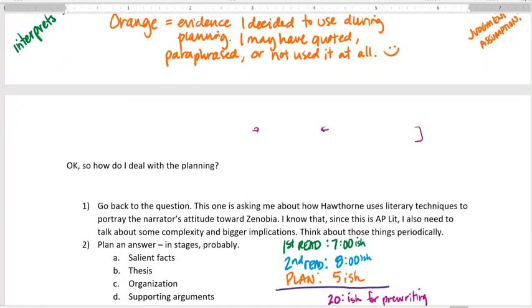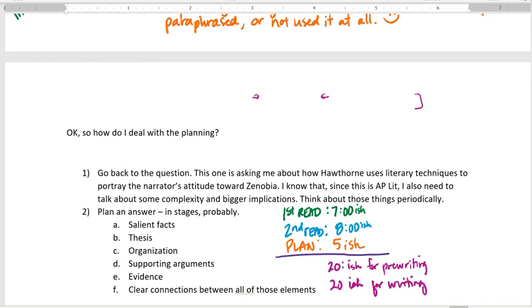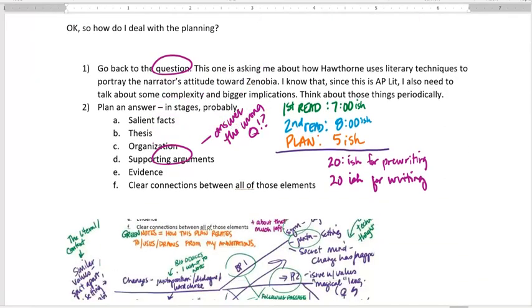Okay, so how do I deal with the planning? Well, first I do the readings, and then I go back to the question. And this may happen in stages, or I may do it all at one time. I do definitely remind myself of the questions several times during the reading process, because sometimes it happens that you answer the wrong question, and that's terrible. Nobody wants that. And then I come up with a plan.